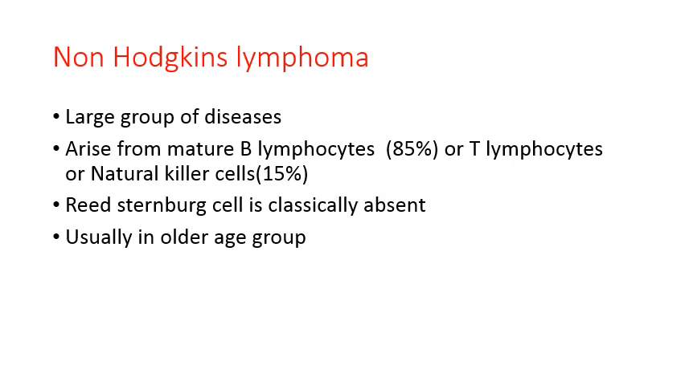Then we will move on to the next group of lymphoma, non-Hodgkin's lymphoma. It's a large group of diseases, and it commonly arises from mature B lymphocytes, and rarely it can occur in T lymphocytes or killer cells as well. Remember, the Reed-Sternberg cell is classically absent in non-Hodgkin's lymphoma. That is why it's called non-Hodgkin's, and as opposed to Hodgkin's lymphoma, this can occur in the older age group.